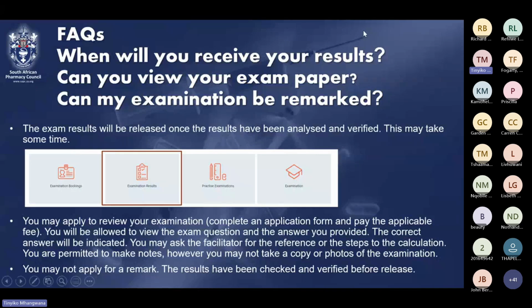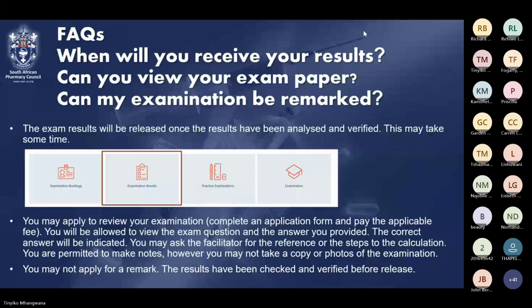You need to be aware that the exam results will be released after they have been analyzed and verified, and this may take some time. So please be patient. As soon as the results are out, they will be sent to everyone. And if there's anything different, it will be communicated.